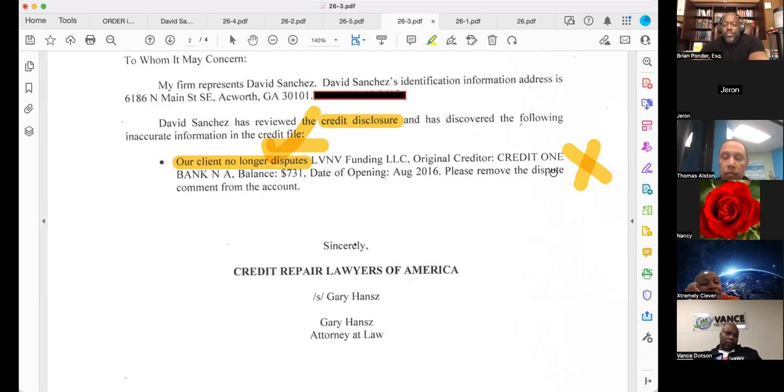Let's say he didn't dispute it and they just happened to write that. That would be inaccurate too, and that would be a reason to get it off as well, right? Yes. So you say a reason to get it off. Let's think about this. Let's assume David Sanchez never disputed it, but it was marked disputed. Then that's an E8 violation right away. So you don't have to.